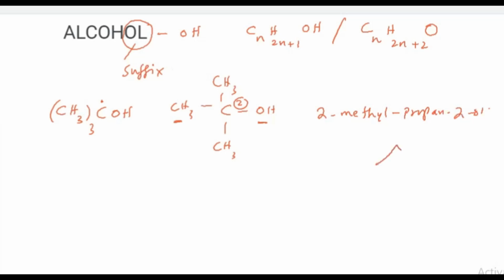The skeletal formula of this compound: this is propane. If we say 2-ol, this is propan-2-ol, and 2-methyl means the methyl is present on second carbon. So this is the central carbon which is making four covalent bonds. Three are CH3 and one is OH. This is also 3-degree or tertiary alcohol.